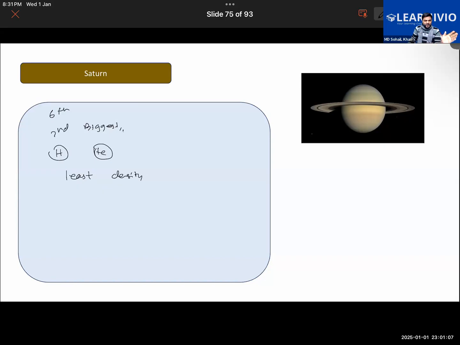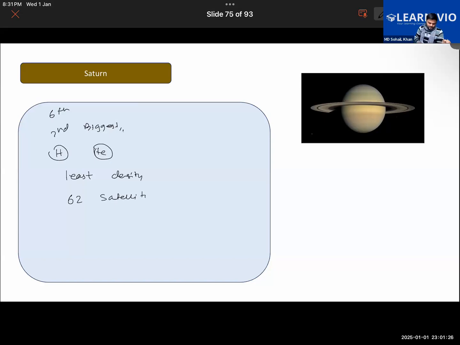And being very far from the sun, it is extremely cold, so no life can exist on it. Plus, there are about 62 satellites on Saturn. How many? 62 satellites. And how many did Jupiter have? How many satellites did Jupiter have?